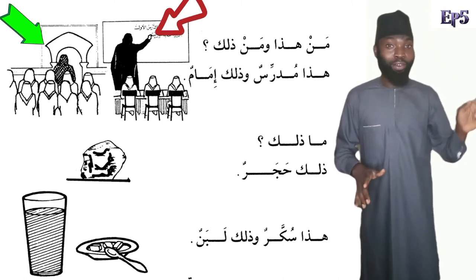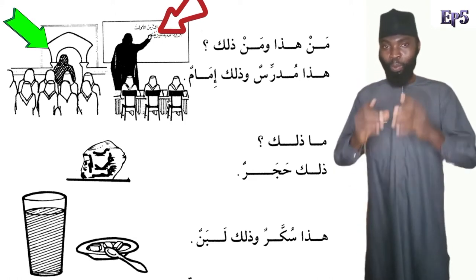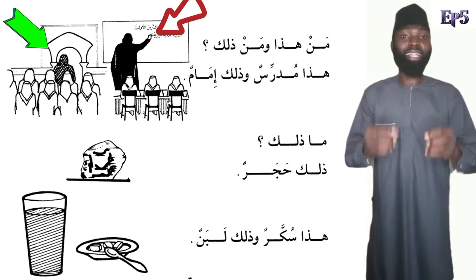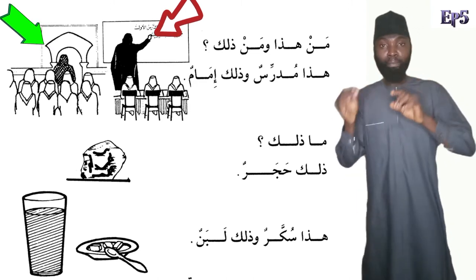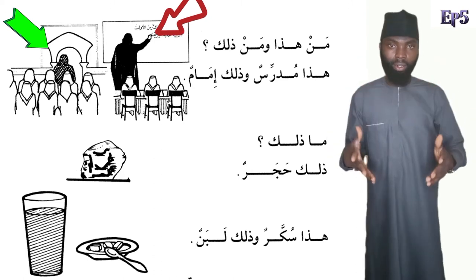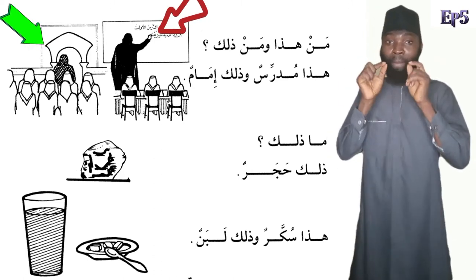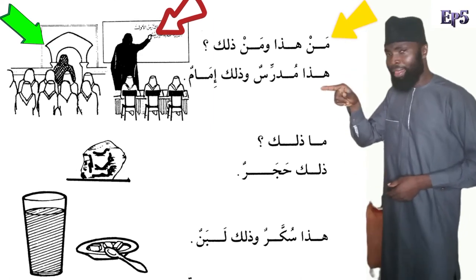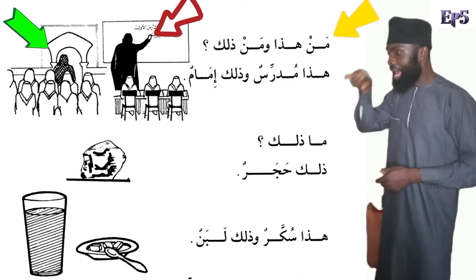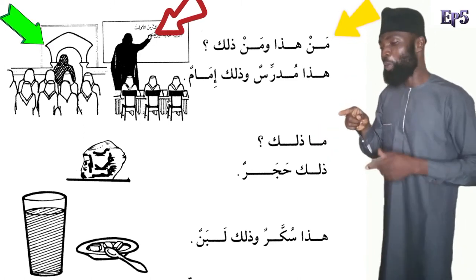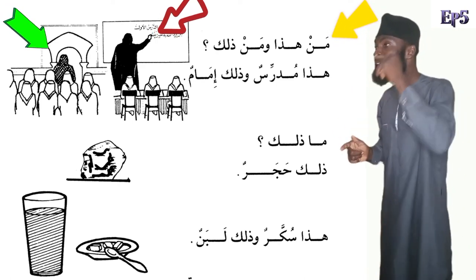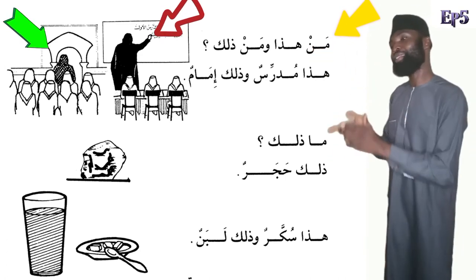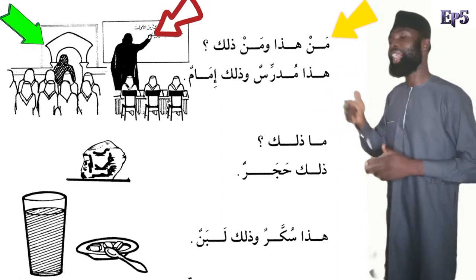Now, remember, we have also taught ma and man. Man was the last topic. Interrogative pronouns: ma is used for inanimate things and non-humans, while man is used for humans. So let's see the pattern in which these questions are coming. What we have here is man hadha, woman dhalika. Man hadha, who is this? Woman dhalika, and who is that?